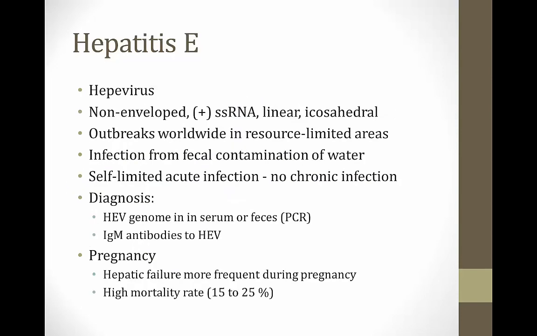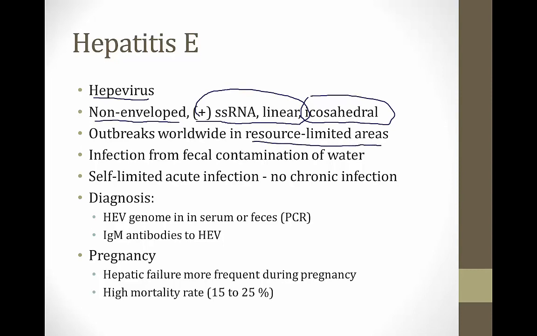And the reason I'm jumping from hepatitis A to hepatitis E is because they cause very similar infections. So hepatitis E is a member of the Hep E virus family. It is a non-envelope virus. Its genome is positive sense single-stranded linear RNA, and it has an icosahedral capsid. Outbreaks of Hep E occur worldwide, usually in resource-limited areas. So just like hepatitis A, people get this infection from drinking fecal contaminated water. Also, just like hepatitis A, this is a self-limited acute infection and does not cause a chronic infection.